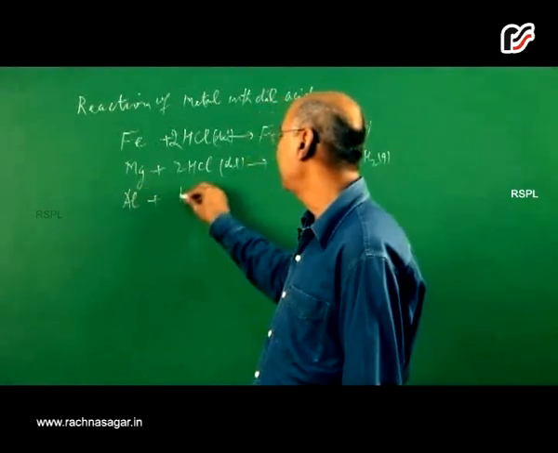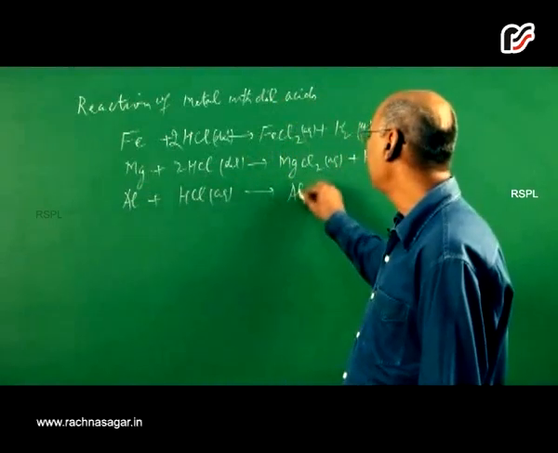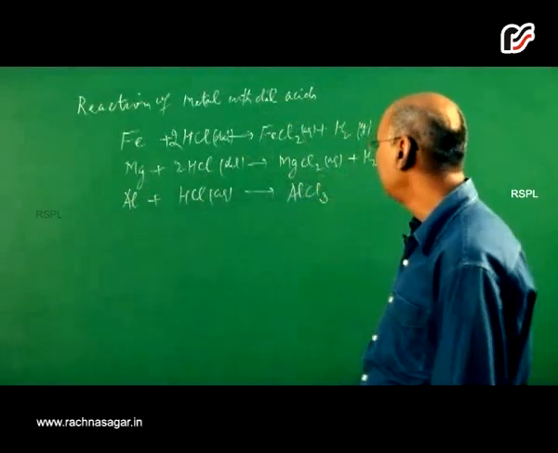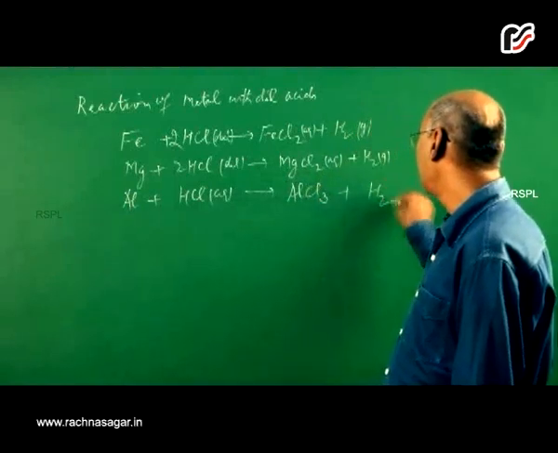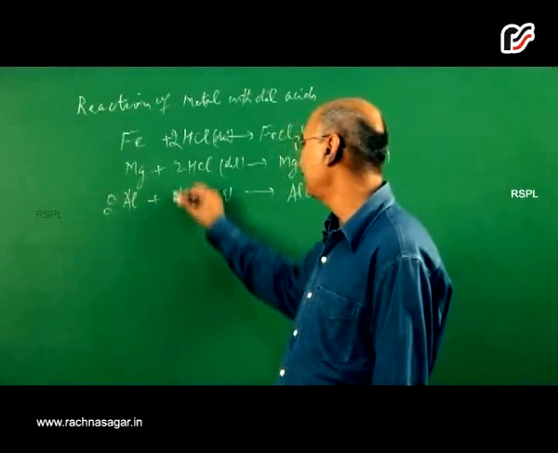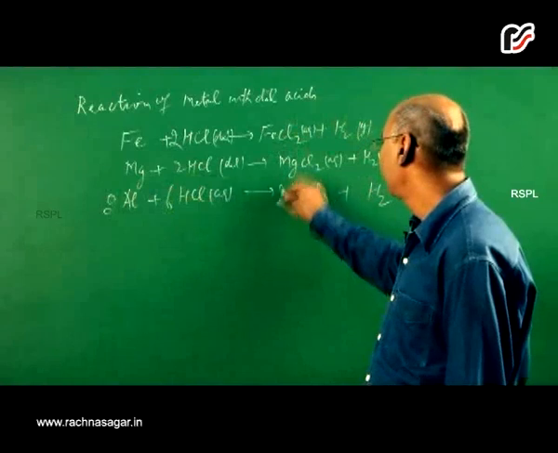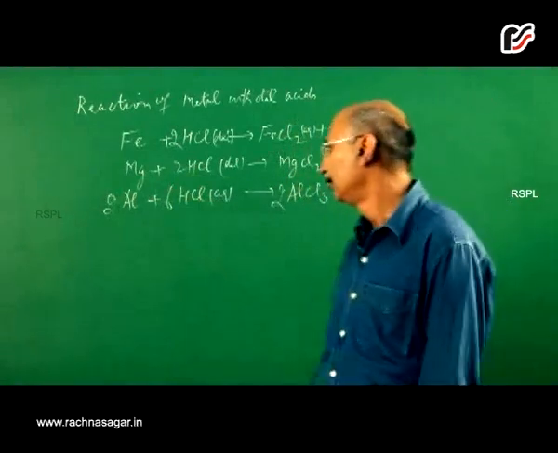Aluminium also reacts with dilute HCl and this time we are going to get aluminium chloride. Valency of aluminium is 3, that is why AlCl3 is formed plus hydrogen gas. To balance, 2 aluminium reacts with 6 HCl to form 2 AlCl3 and 3 hydrogen.